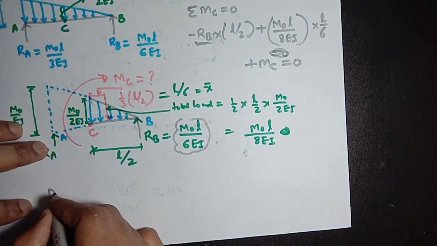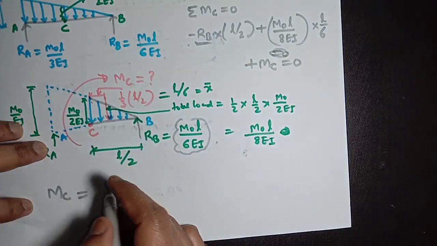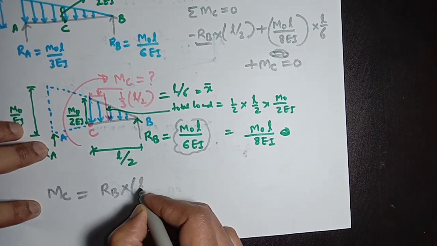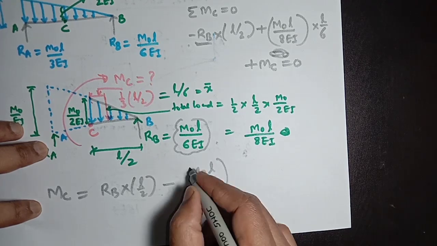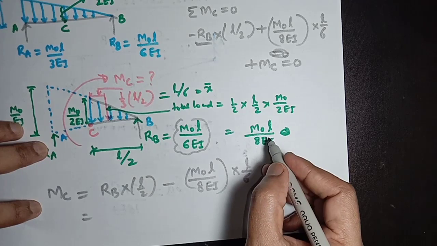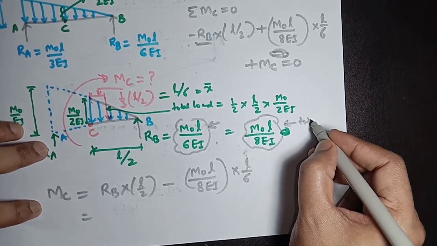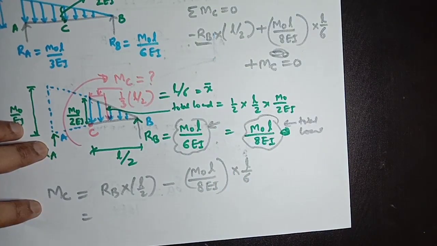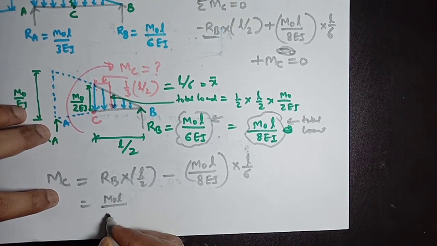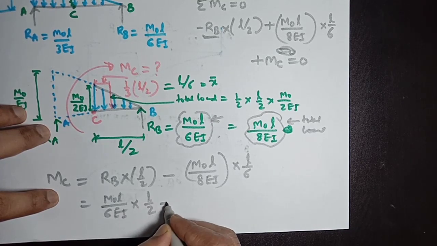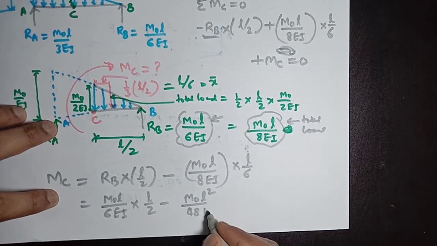So here MC will be, just rewriting this, RB will be on the right side of this equation with positive sign, RB multiplying with this L by 2, and it will be with minus sign, M0L divided by 8 EI multiplying L by 6. This is the total load of this triangular load, no need to be confused. In place of RB we can put M0L divided by 6 EI multiplying L by 2, minus M0L square divided by 48 EI.